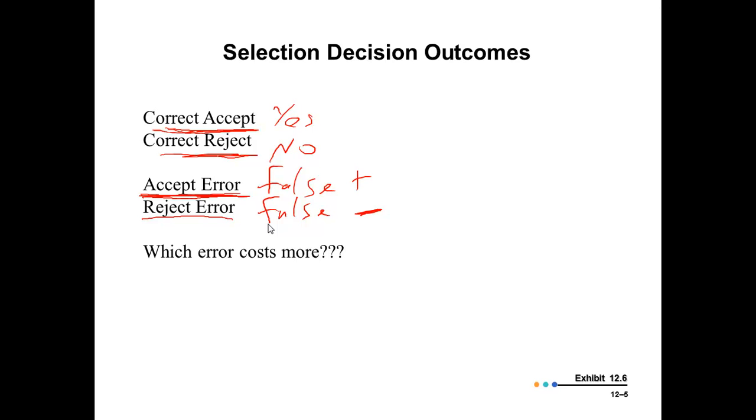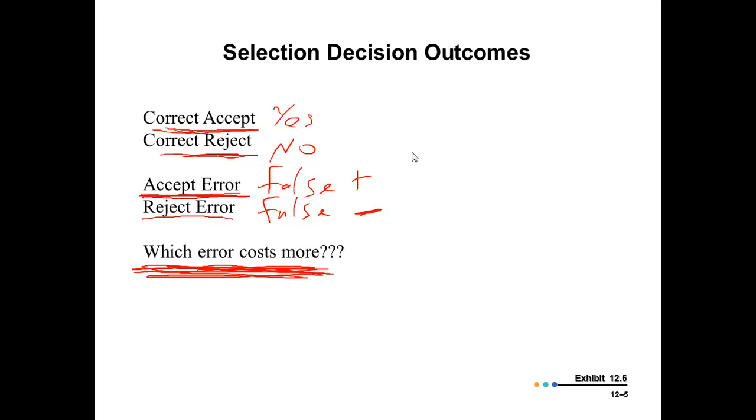You said no and they would have been a good candidate. The false positive or accept error is you said yes, you hired that person, and they didn't work out. They were a failure on the job. Which error costs more? Which error is more expensive? And this, I think, leads to biases on the part of people who hire folks.